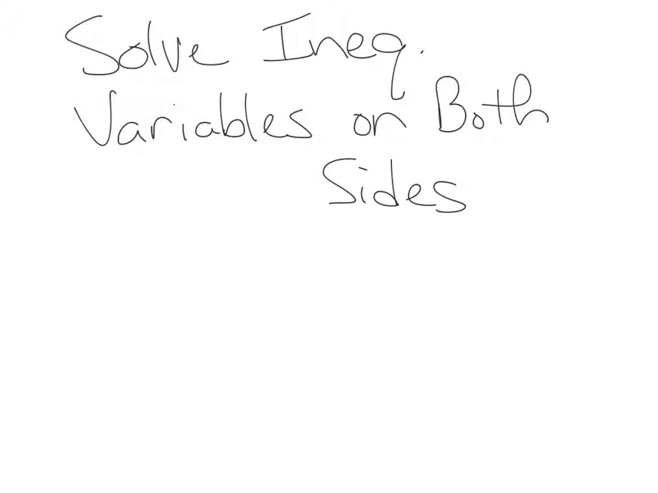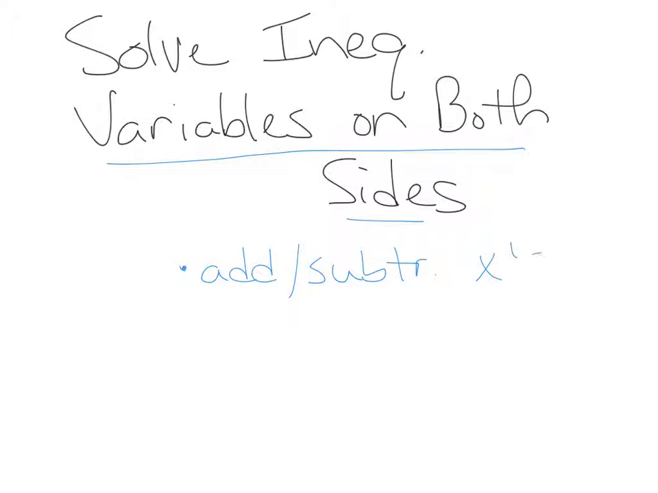Okay, we're going to look at what happens when you have variables on both sides when you're solving inequalities. So first off, let's just refresh our memory that when you have variables on both sides, the first thing you want to do is add or subtract x's from both sides so you can get them on one side. That's the first thing you always want to do. And then you want to add or subtract your numbers and then divide from there. But your first step is always to add or subtract the x's on both sides.